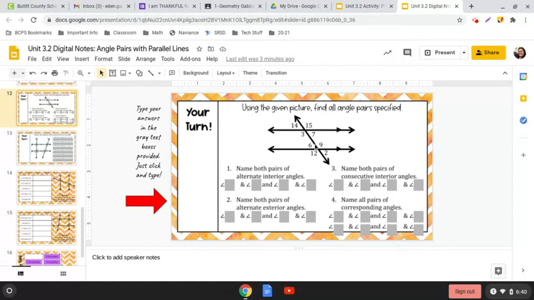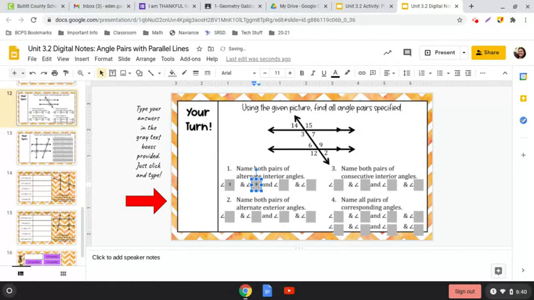So we're looking at the inside here. And then it wants alternate interior. So alternate interior is going to be across from each other, across the transversal. So 3 and 9 and 7 and 6. So 3 and 9, and then 7 and 6.